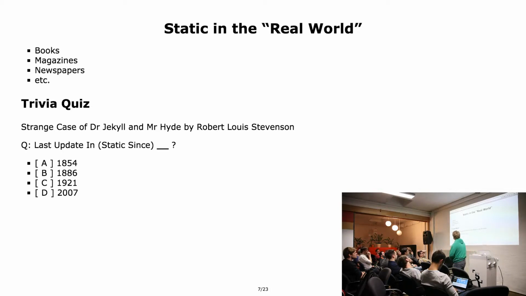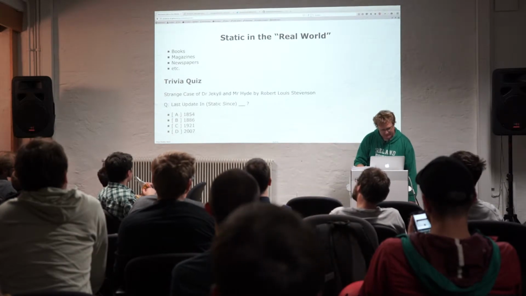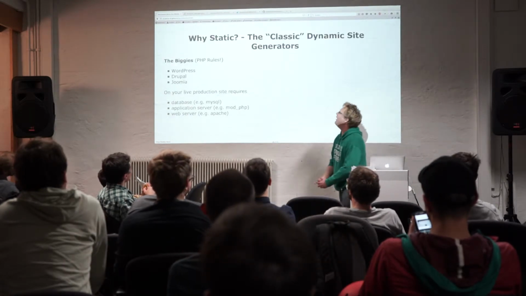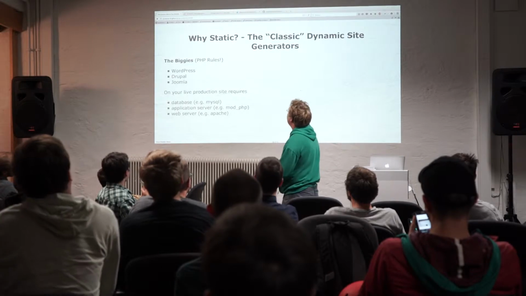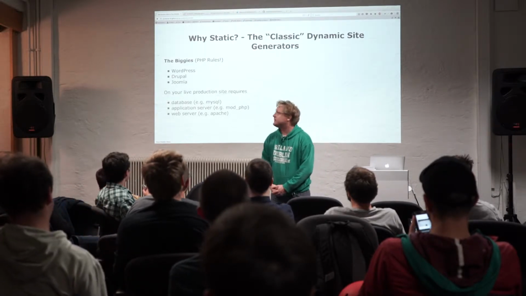Any idea how old it is? When was it last changed? It was last changed in 1886. So that's fantastic: last commit over 100 years ago. So the difference is static and dynamic; static is the new dynamic.